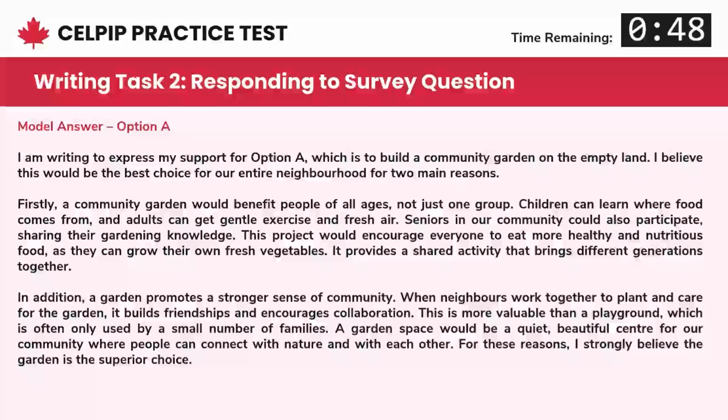The response is organized perfectly for this task. It has a clear introduction stating the choice, followed by two separate body paragraphs, each one developing a single reason. The conclusion briefly summarizes the writer's position. This logical structure makes the answer easy to follow. The tone is polite and suitable for a community survey. To connect ideas, the writer uses simple and effective linking words like firstly and in addition. The vocabulary is accessible, but it also includes two excellent B2 level stretch words, nutritious and collaboration. These words are used correctly and show a stronger command of English.